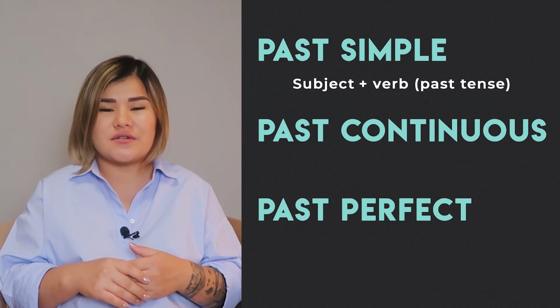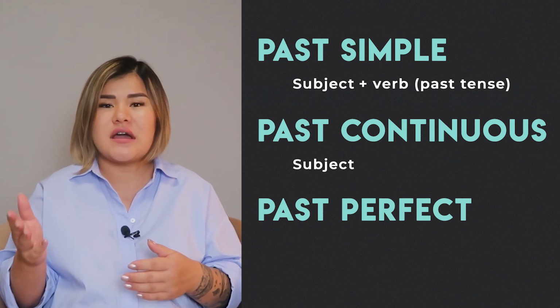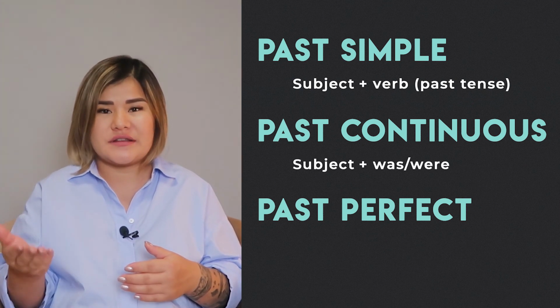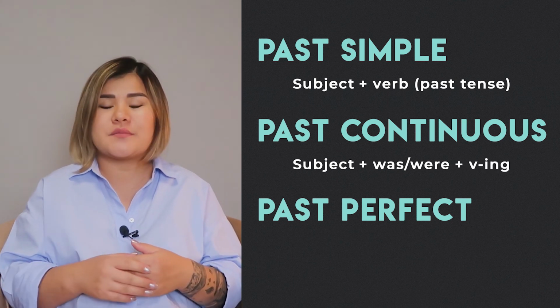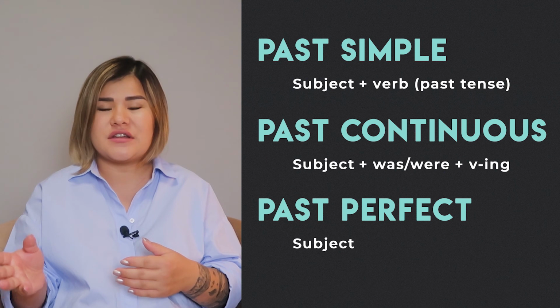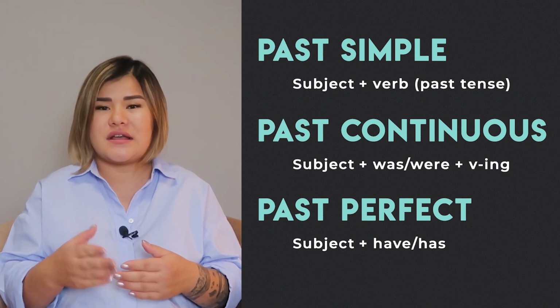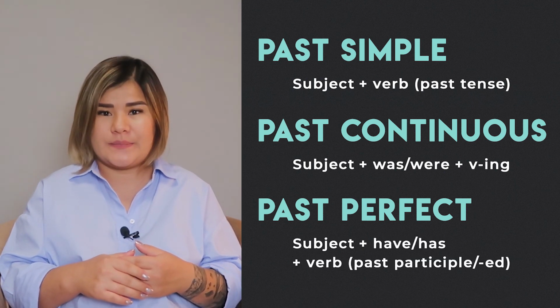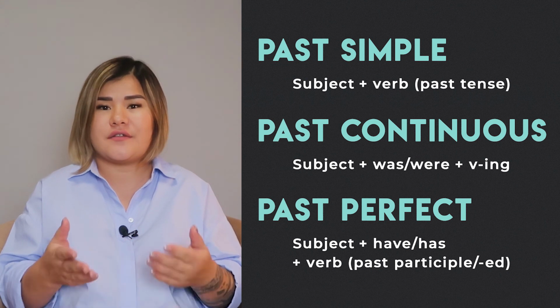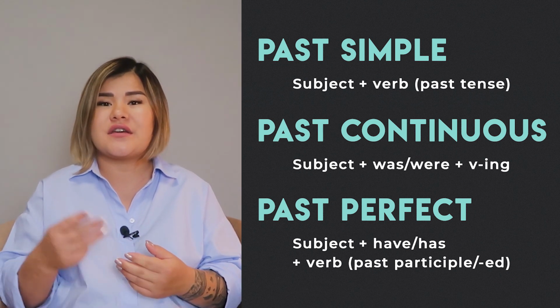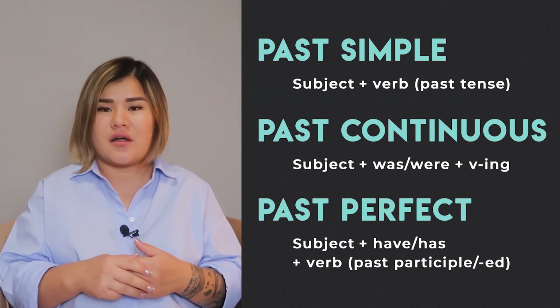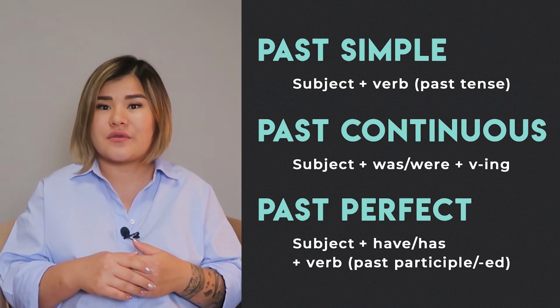For the past continuous tense, the formula is the subject plus was, were, depending on the subject, and a verb with ing. For the past perfect, the formula is the subject plus had plus the past participle. For the regular verbs, it's the verb with ed ending. For the irregular verbs, it's the verb from the third column of the table of irregular verbs.